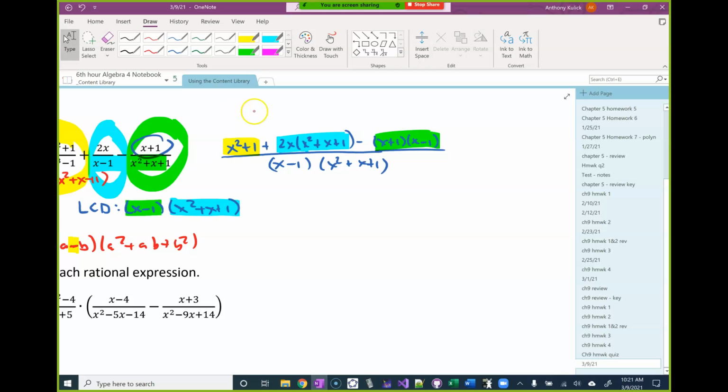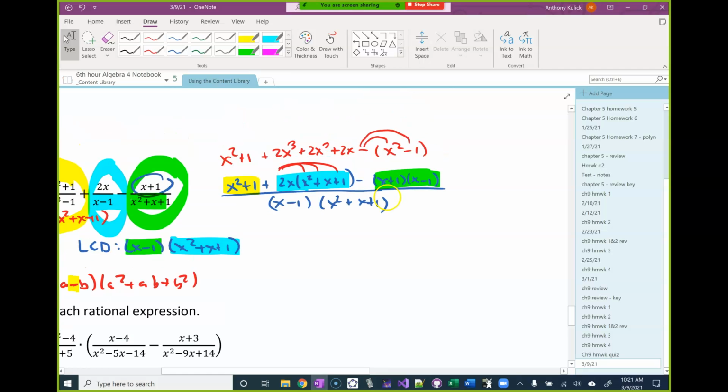Now if I combine my like terms, the only cubes I have are there. Bless you. I have 1x squared, 3x squared, minus 1 more gives me 2x squared. I have just the 2x there. Another one is 2. Is that okay with everybody? Just combining some like terms there.